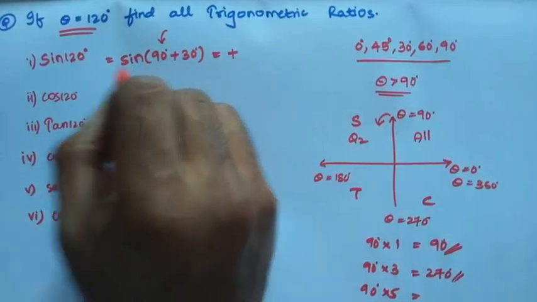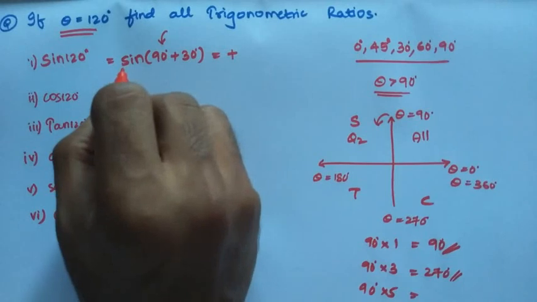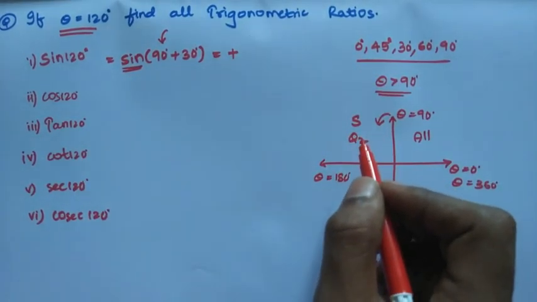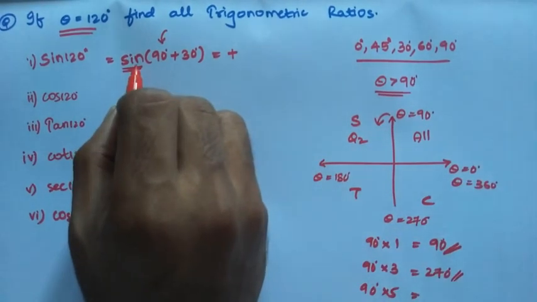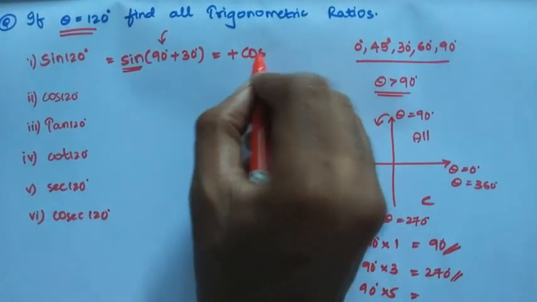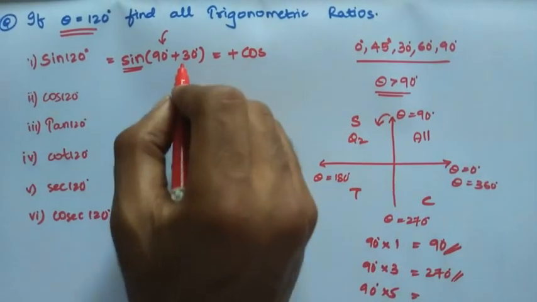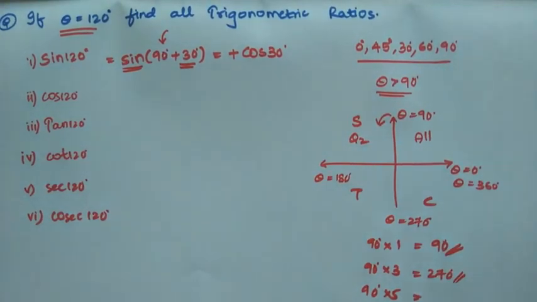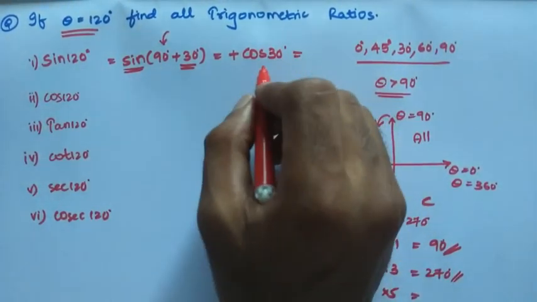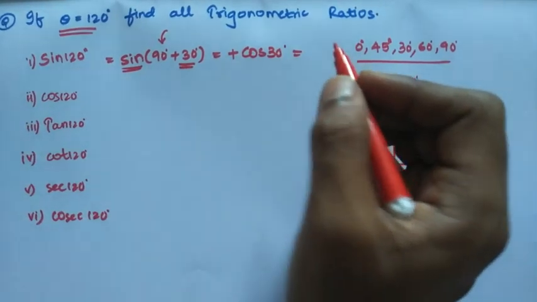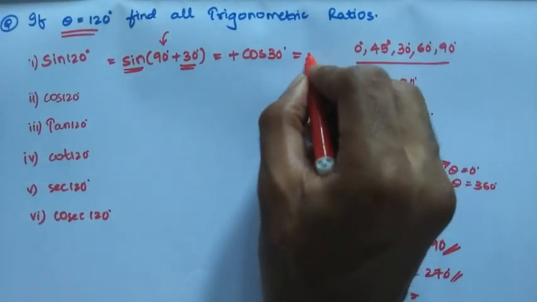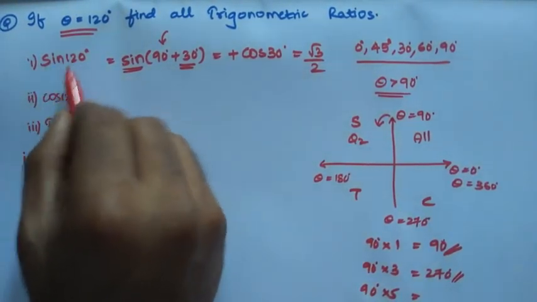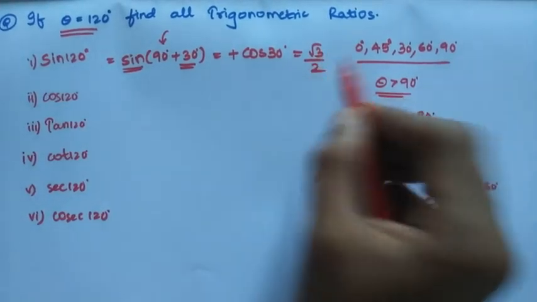Because it is an odd multiple here, we need to write its complementary trigonometric ratio. Sine's complementary trigonometric ratio is cos. Whatever angle is here, that we must write here, so it is cos 30 degrees. We know this cos 30 is nothing but root 3 by 2. Therefore the value of sine 120 degrees will be root 3 by 2.